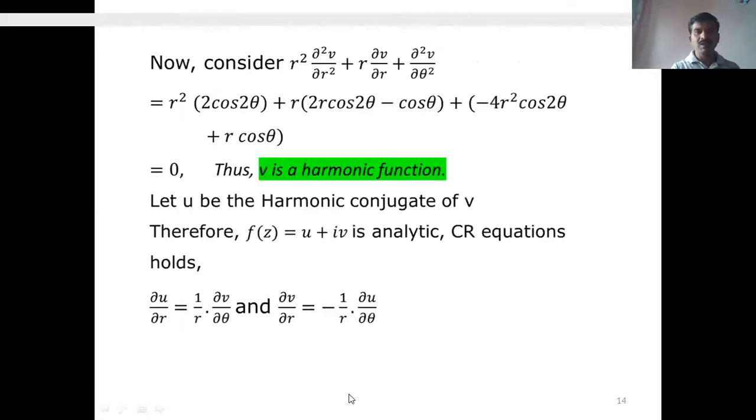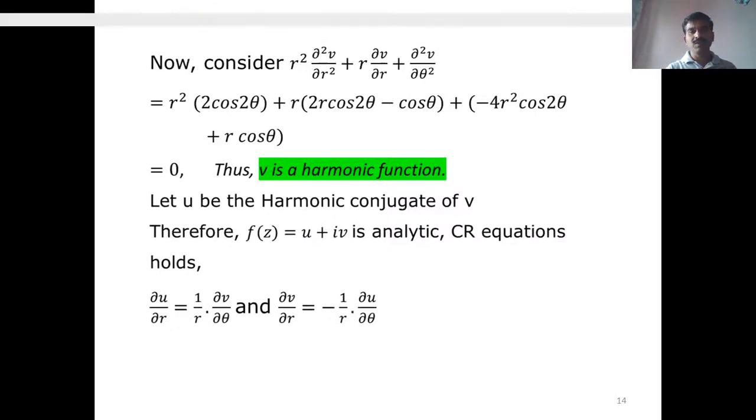Now we have the Laplace equation in polar coordinates: r square into dou 2 v by dou r square, plus r into dou v by dou r, plus dou 2 v by dou theta square. Substituting all the relations we got previously, this becomes 0. So we conclude that v is harmonic.